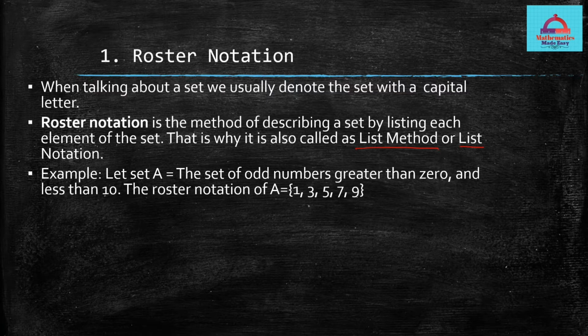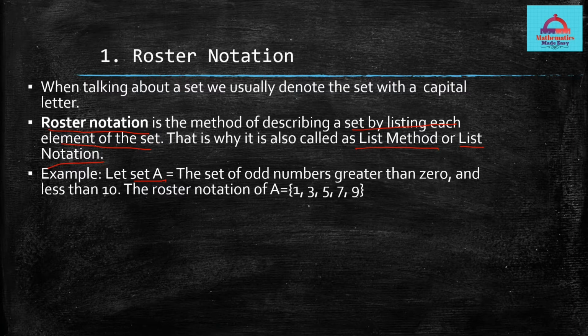So whether you see in a question that you need to use the list method or list the elements or write the elements using list notation or the roster notation, remember all of them are same, and you just need to put in for the set all the elements listed separated with commas and put inside the curly brackets. So an example that I would take here would be the set A.